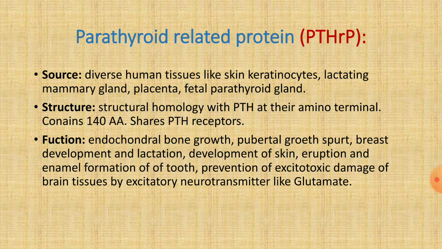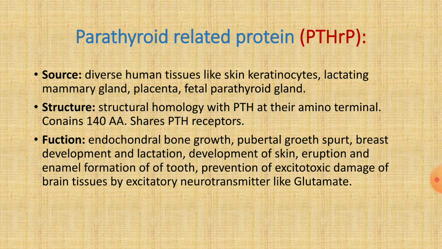Now something about parathyroid related protein. Parathyroid related protein is a 140 amino acid containing polypeptide hormone secreted locally, specifically a local hormone. It has structural homology with PTH and therefore they share the same type of receptor. PTH has different types of receptors. One of the receptor subtypes is shared by PTH-RP. The resemblance is at the amino terminal. The polypeptide chains of PTH and PTH-RP are similar at the amino terminal.